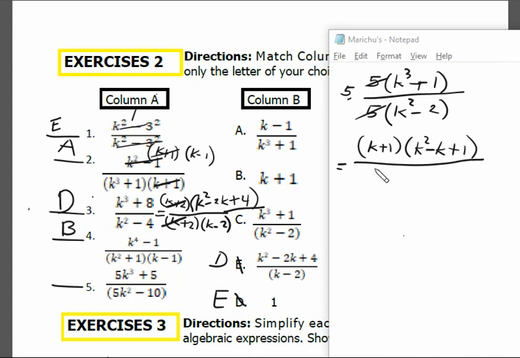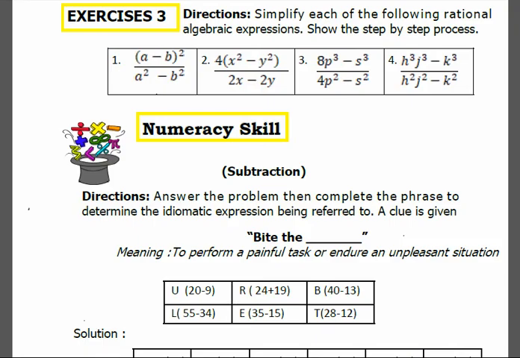Then, well, leave it as it is. Copy. Well, we cannot factor anyway, so we copy. This is now the answer. Actually, it's pretty obvious in letter C. We don't need to proceed. Okay, so C is the answer for number 5. We're done with exercise number 2.